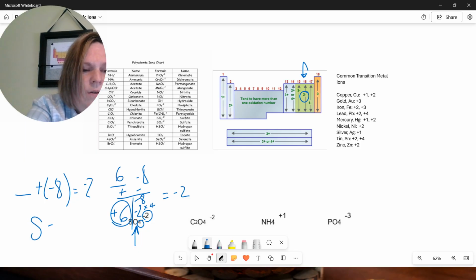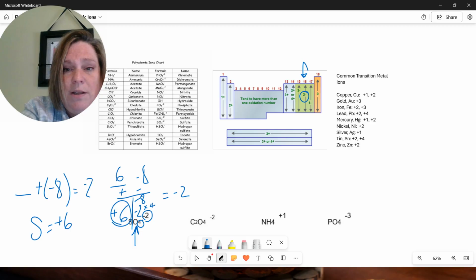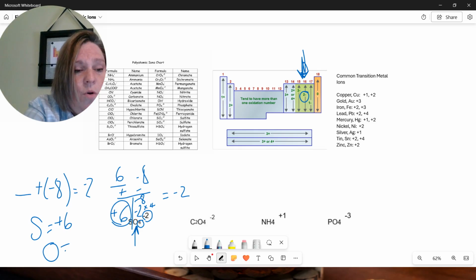So in this problem, sulfur is +6, which we would not have predicted from our chart because sulfur is also in the same family as oxygen. But because oxygen is a more electronegative atom, it takes the trend of -2 and forces sulfur as a +6.